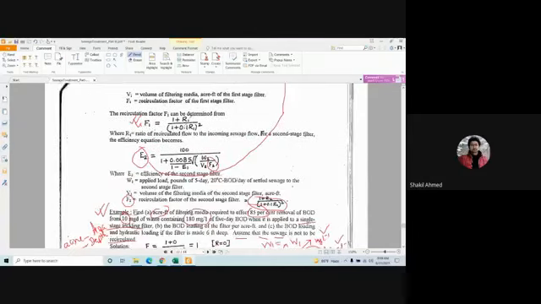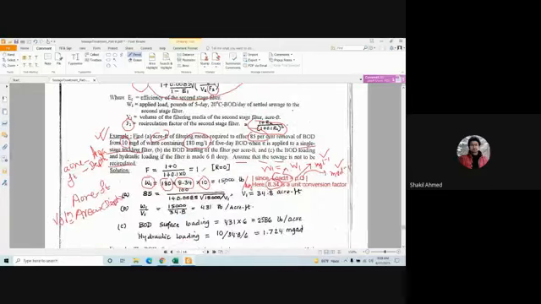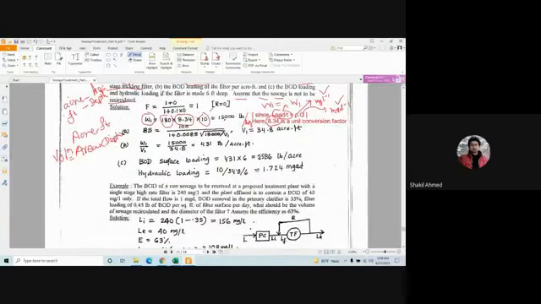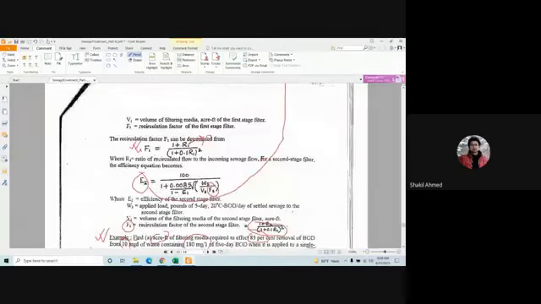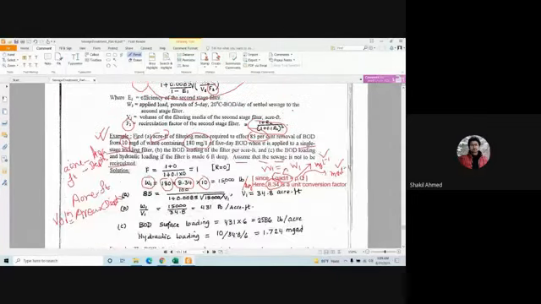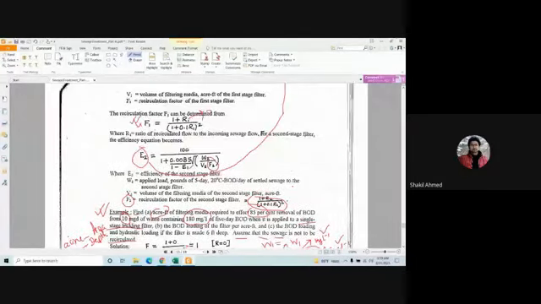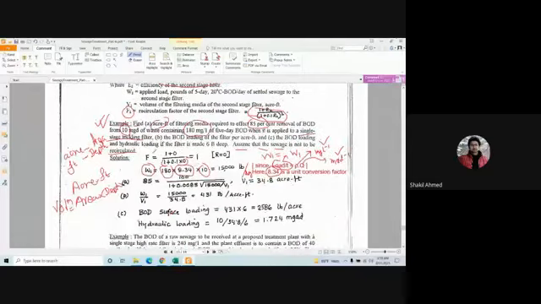So if you put R1 equals 0 in this formula, you'll get 1 plus 0 divided by 1 plus 0.1 into 0 squared. So 1 plus 0, over 1 plus 0.1 into 0 squared. If you put this here, you'll get F equals 1.